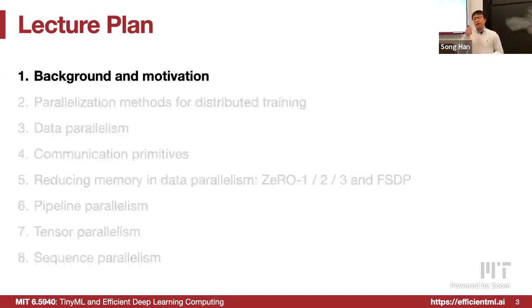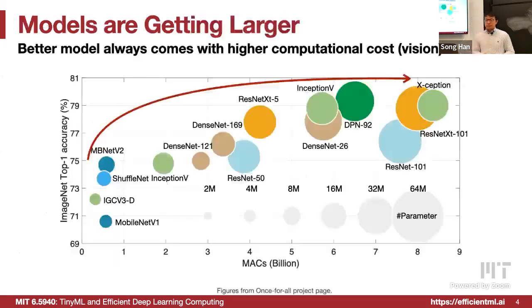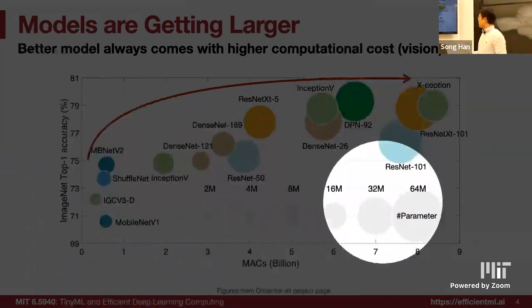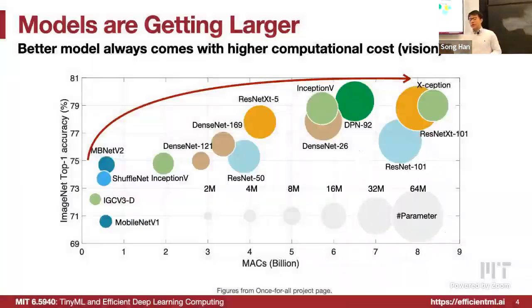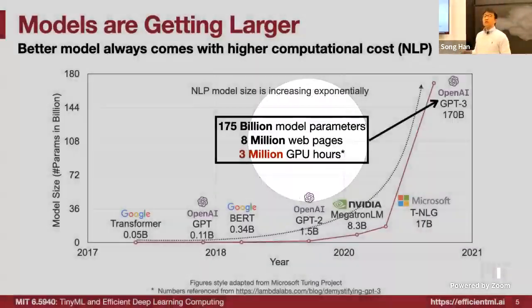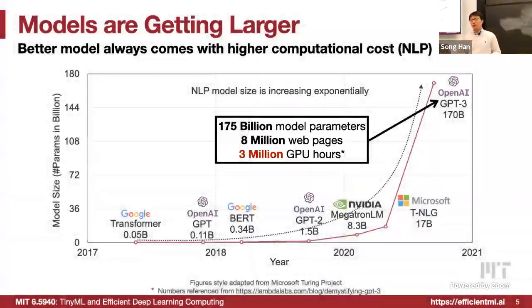So let's start with background and motivation. These models usually come at a very high cost of training. The higher the accuracy, the more MACs we need. To train the GPT-3 model requires 3 million GPU hours, which is too slow to train if you have a single GPU. So we need multiple GPUs to make it faster.